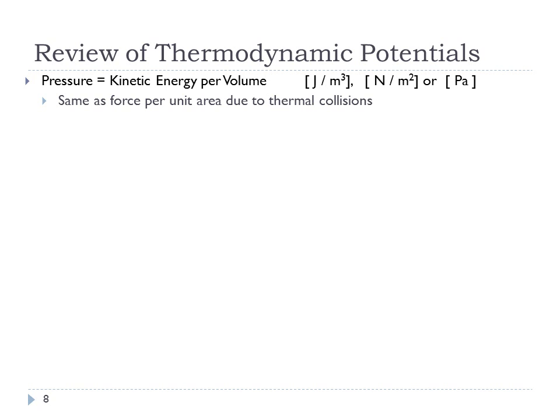So one of the potentials is pressure. As we'll find with these potentials, they're all ratios in which the numerator is some kind of energy term, and then there's a denominator. Pressure is the ratio of kinetic energy per volume, which is exactly the same as force per unit area due to the thermal collisions. So it has units of joules per meter cubed, or newtons per meter squared, which is also pascals.